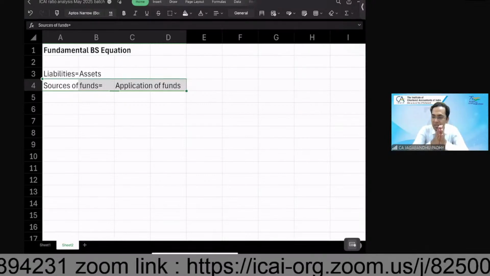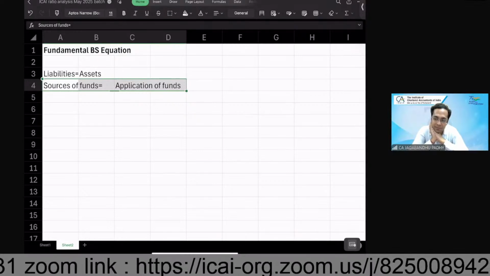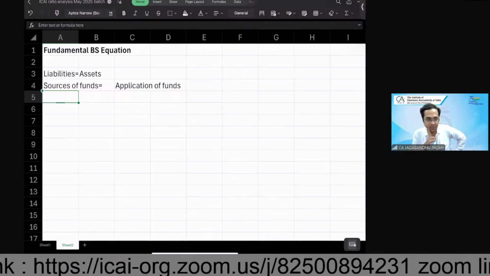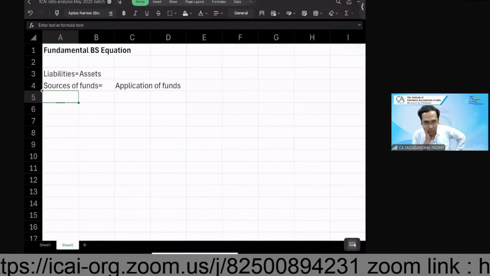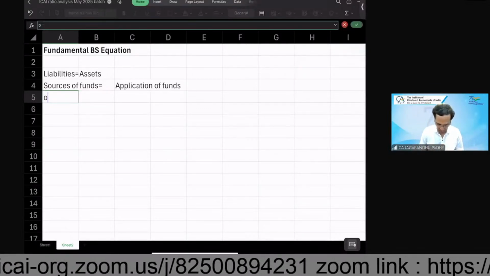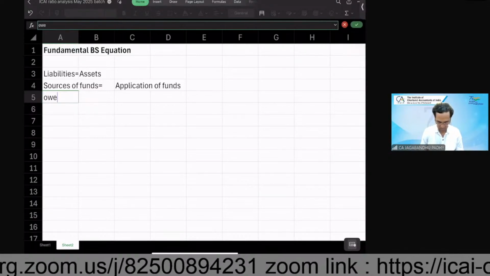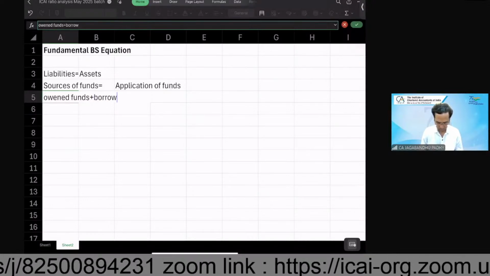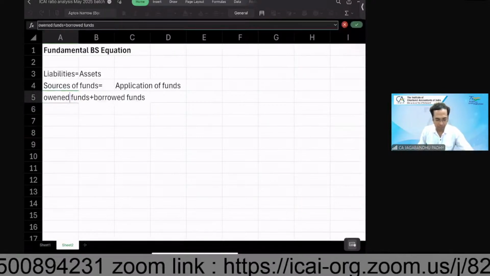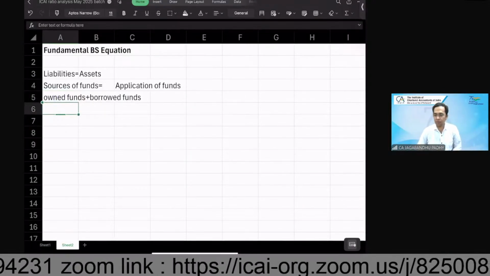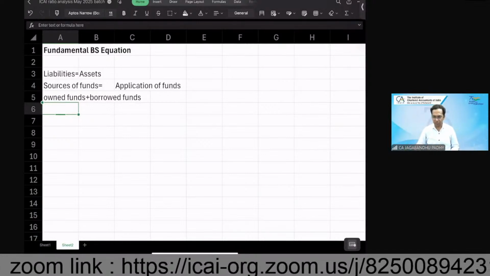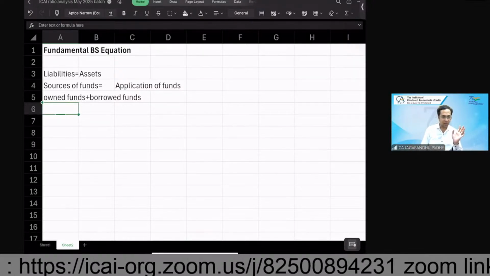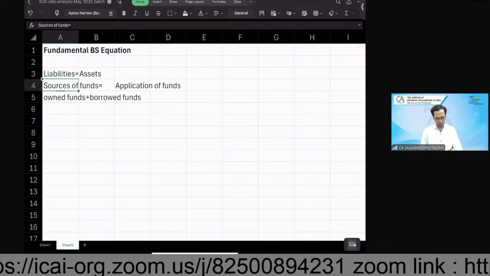So broadly speaking, what could be the sources of funds? Let me tell you, there are two broad types of funds which a company can raise. One is definitely the owned funds, and the other is borrowed funds. Any type of funds you name cannot be anything other than these two. They'll be either owned funds or borrowed funds. There cannot be something in between. So owned funds plus borrowed funds is your sources of funds.